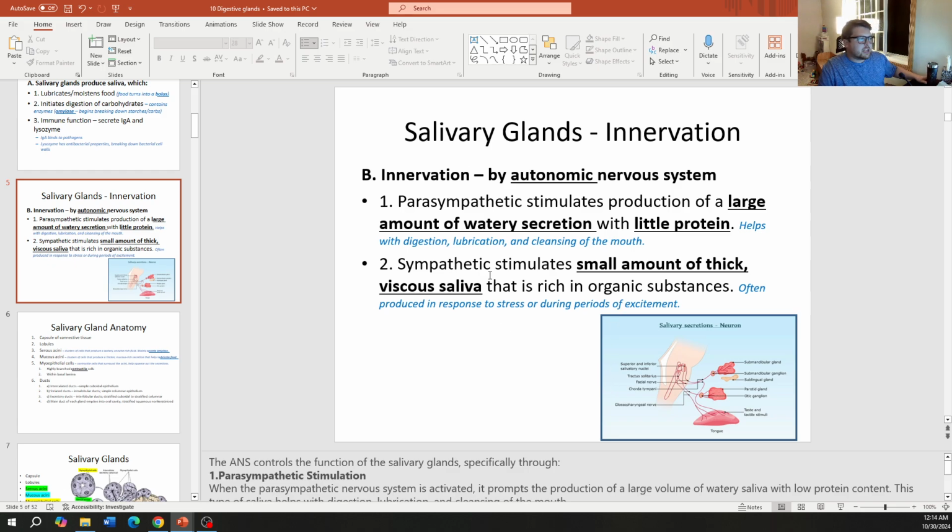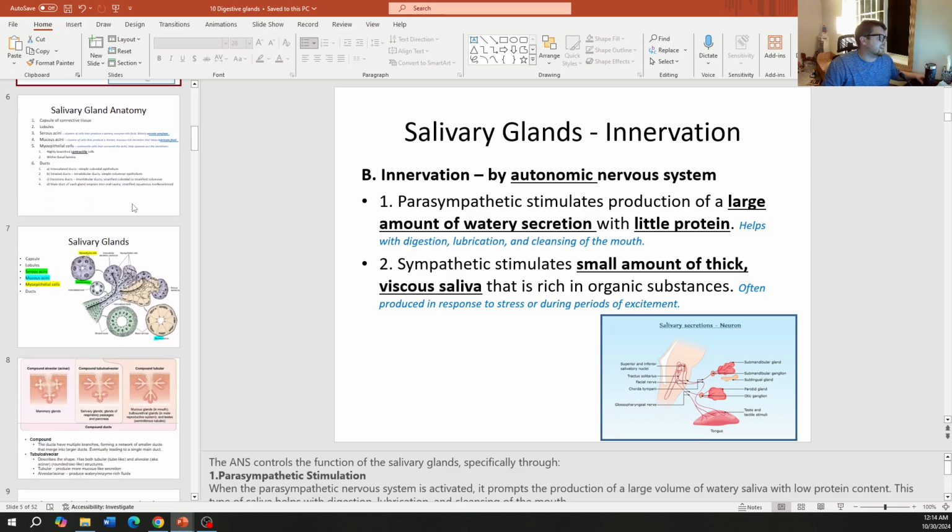Then with our sympathetic nervous system, instead of a large amount of watery saliva, we actually have a small amount of thicker or viscous saliva. This is produced in response to stress or during periods of excitement.